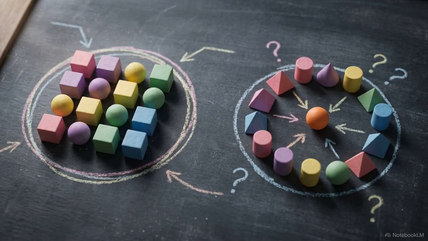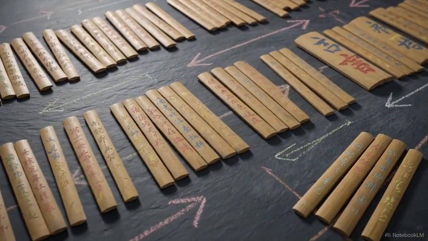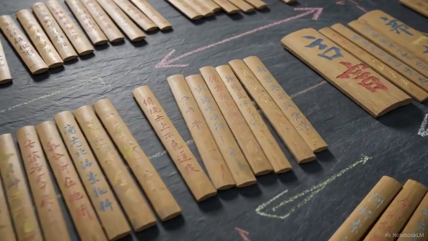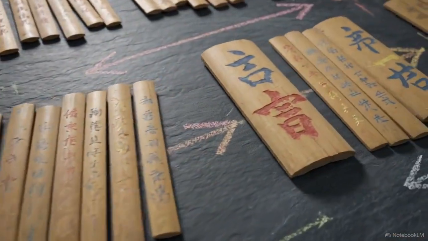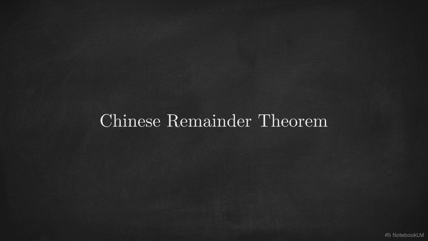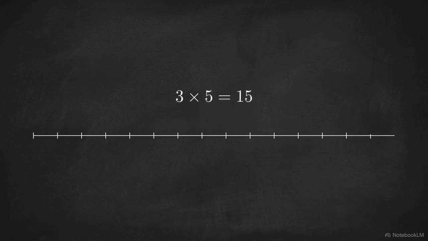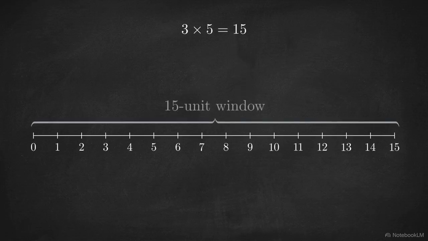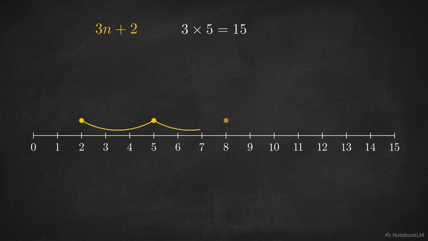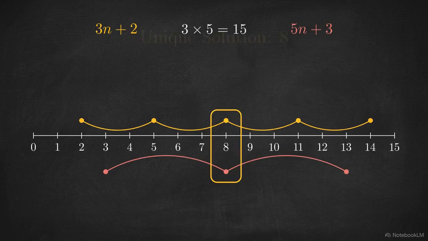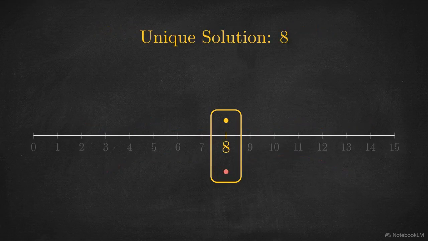Because these divisors are mathematically independent, they act as separate constraints that narrow down the possible values without redundant overlap. When these conditions are independent, a few incomplete fragments of information are actually enough to identify the hidden total. The Chinese Remainder Theorem guarantees these fragments will intersect at one unique solution within the product of the divisors. In this case, multiplying 3 by 5 gives us a window of 15 units. Within that 15-unit window, the only number that satisfies both conditions is 8.